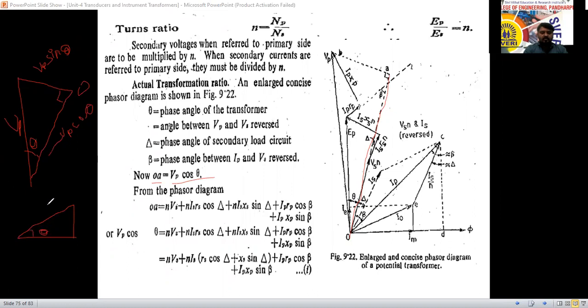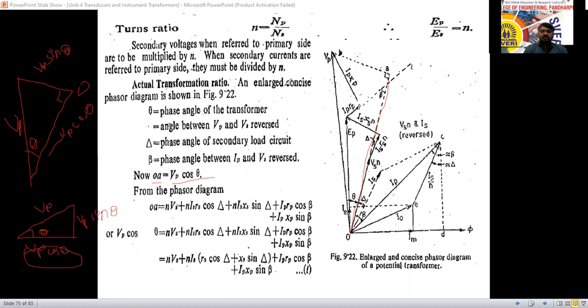Is the audio coming? Somebody please reply. This is VP. We can write this one as VP cos theta, and this one as VP sin theta. Yes, sir. So we have written VP cos theta in this place. This OA is VP cos theta.